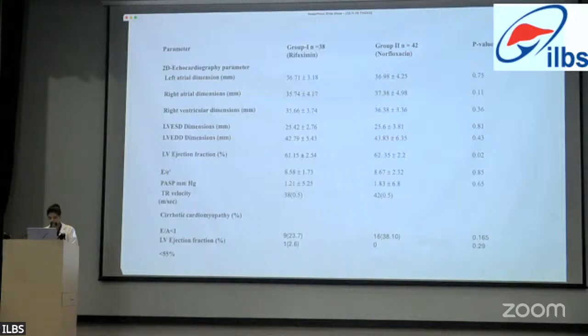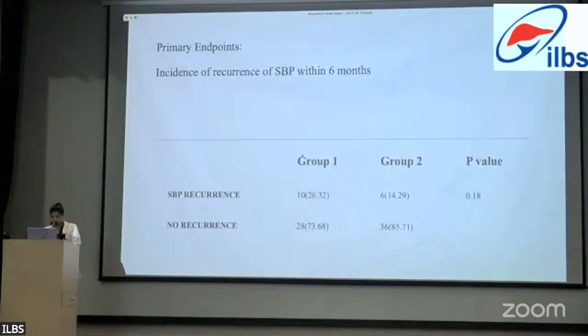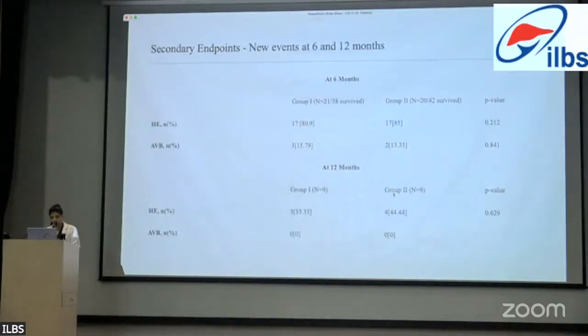Echocardiographic parameters between both the groups were almost similar. Now coming to the primary endpoint, incidence of recurrence of SBP within 6 months. 26% or 10 patients in group 1 had SBP and 14% or 6 patients in group 2 had recurrence of SBP at 6 months. New events, secondary endpoints, new events at 6 and 12 months.